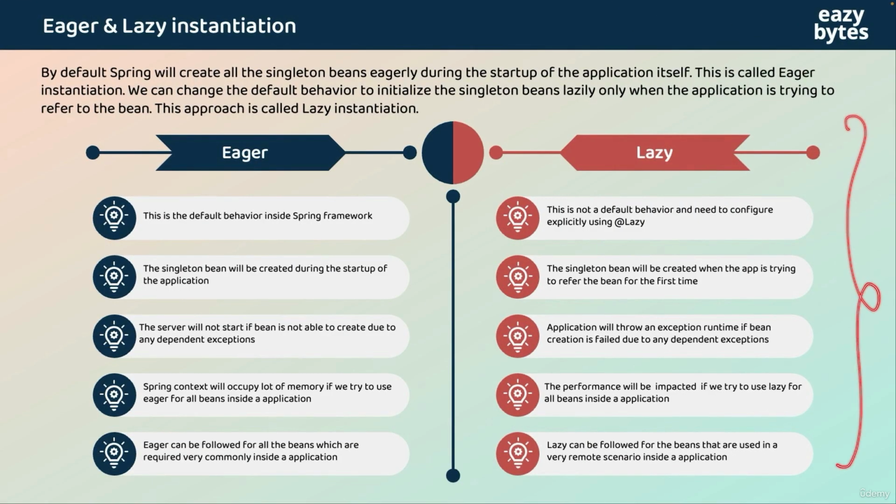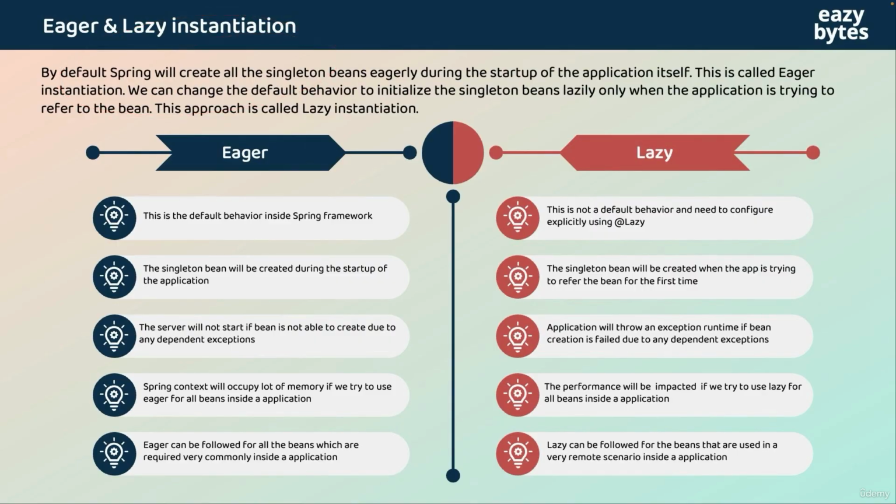I have prepared this slide which is going to explain the differences between the eager initialization and lazy initialization of the singleton scope. This concept of eager and lazy is only applicable for the singleton scope beans, because singleton scope beans are going to be created only once. Don't try to take this concept to other scopes like prototype. This concept is not applicable for them.